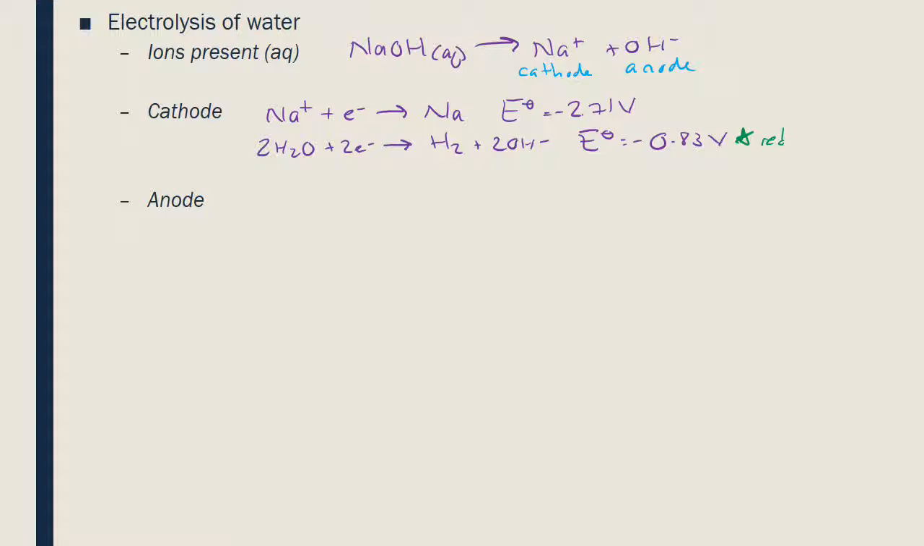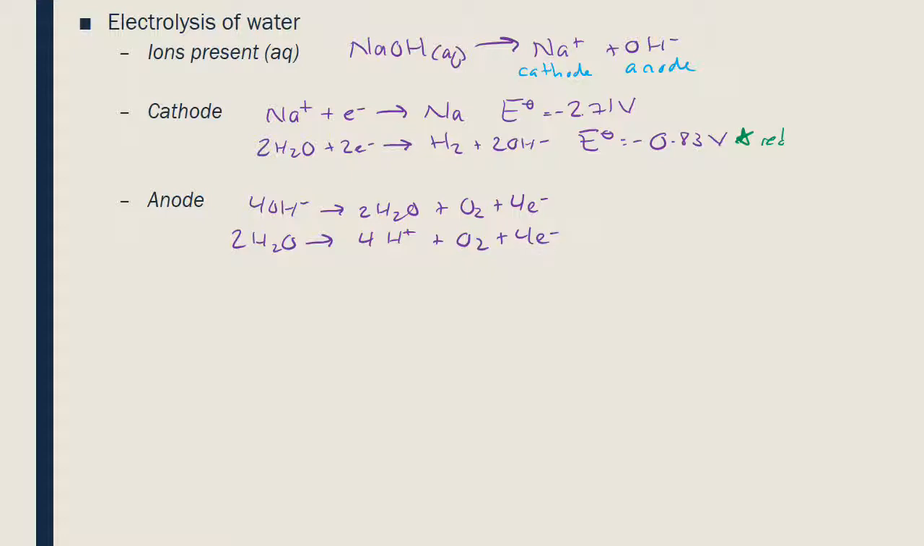At the anode, it doesn't actually really matter, but hydroxide can go to the anode, and it's going to make water, oxygen, and 4 electrons. Water also has the capability of going to the anode, and it's going to release hydrogen ions, oxygen, and 4 electrons.